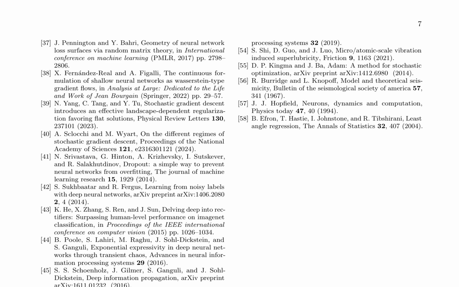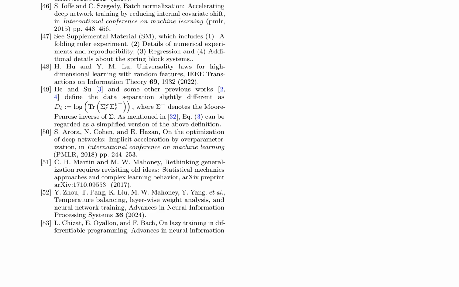The pages discuss the geometry of neural network loss surfaces, the continuous formulation of shallow neural networks, and stochastic gradient descent. They highlight the importance of understanding the optimization landscape for deep neural networks. The authors introduce a spring block theory to describe feature learning, which is supported by experiments with a folding ruler and numerical simulations. The theory suggests that the imbalance caused by friction can be renegotiated by noise, leading to a more uniform distribution of forces across the layers.